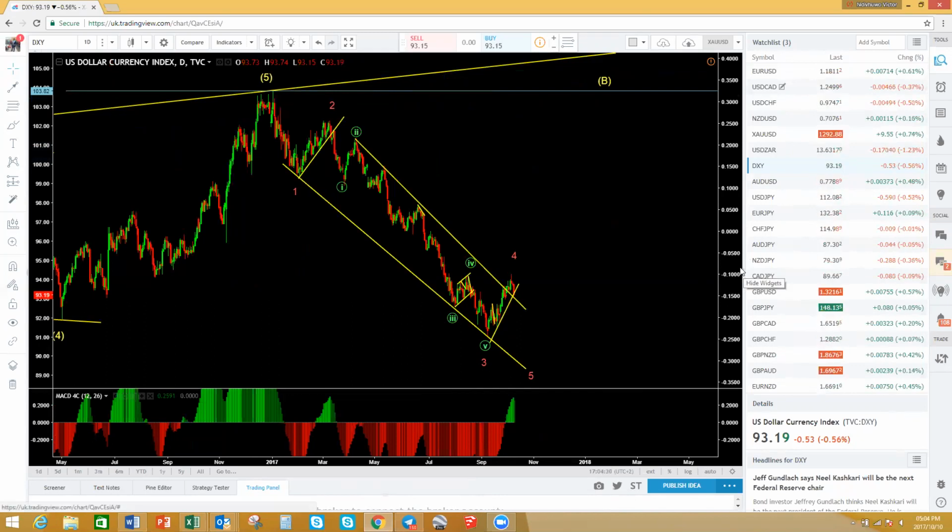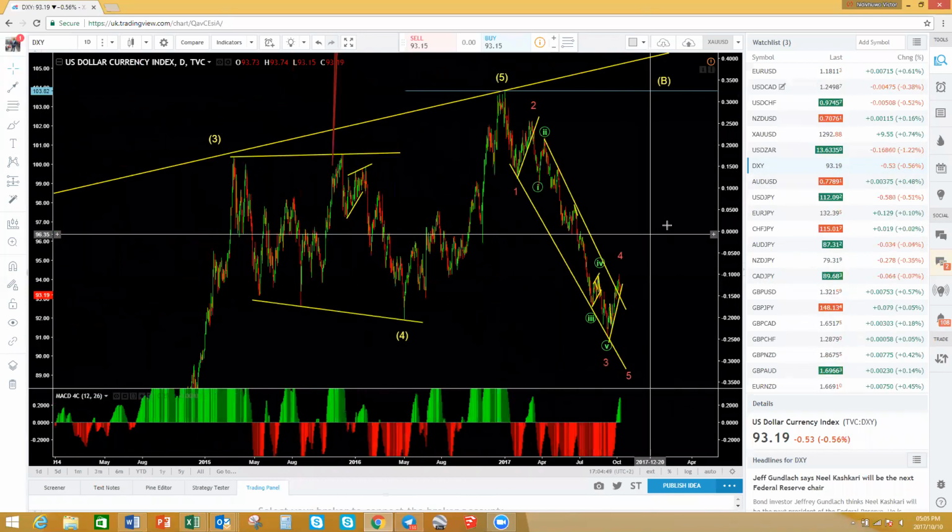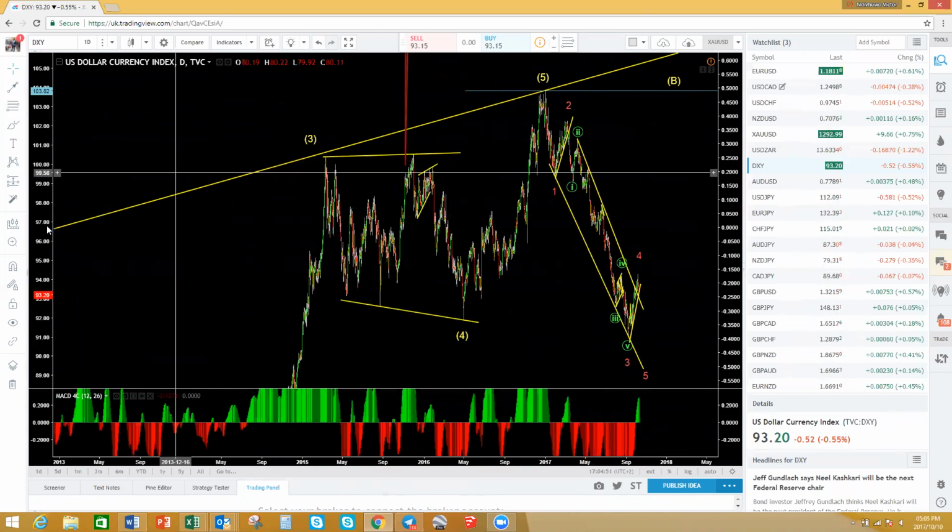My strategy is Elliott wave analysis combined with harmonics. I found that the harmonics and Elliott wave combination works very well, so I always combine the two. That's generally my strategy. Looking at the DXY, this is the overall picture of the DXY.